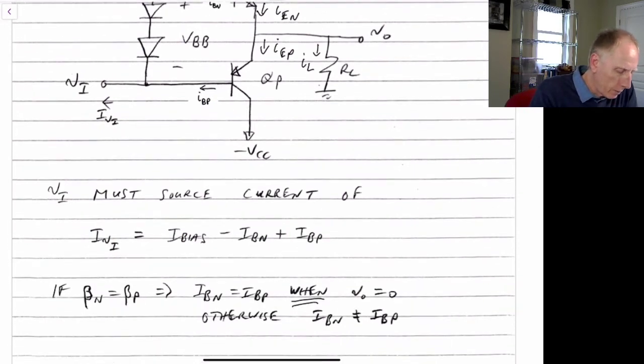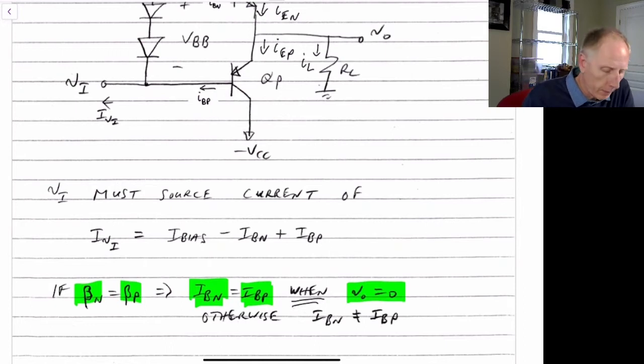In the case where beta n is equal to beta p, we would see that I sub BN would equal I sub BP when the output voltage is equal to 0. And so in the case when the output voltage is 0, Vi would only have to source I sub bias in that case.